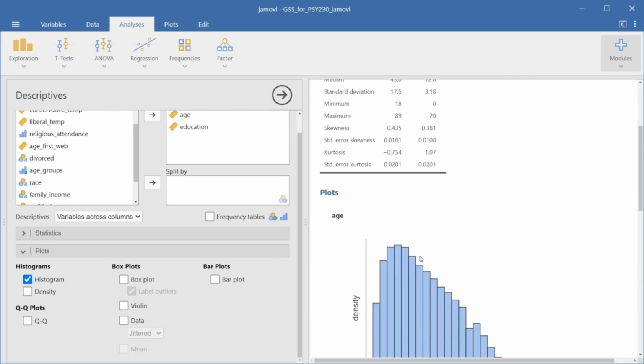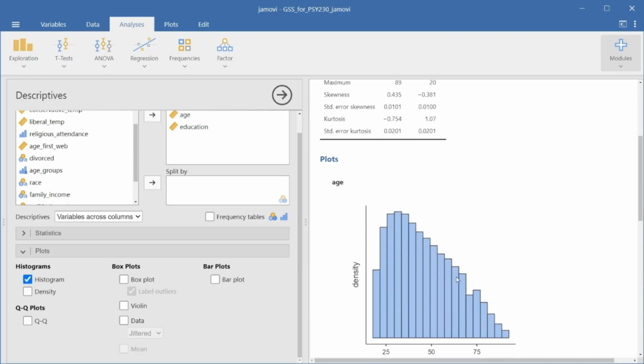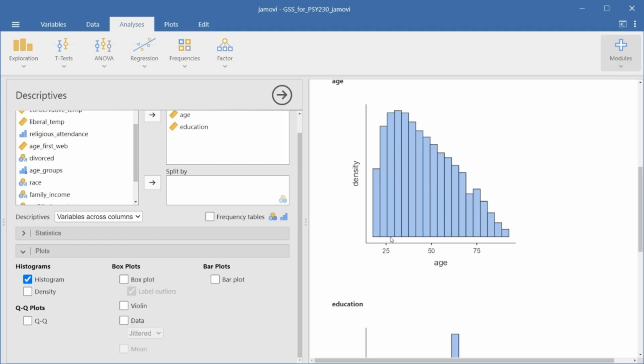There's age. And immediately the bars are touching. Our bar plot of race had gaps. That was deliberate. Gaps mean separate categories. Touching bars mean a continuum, because age doesn't stop and restart.